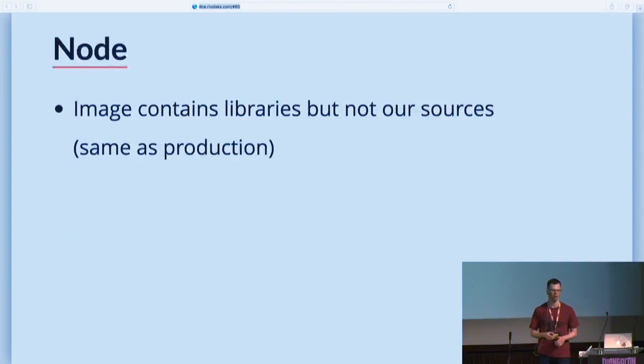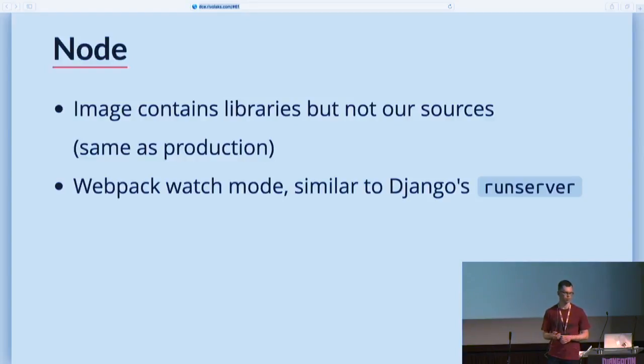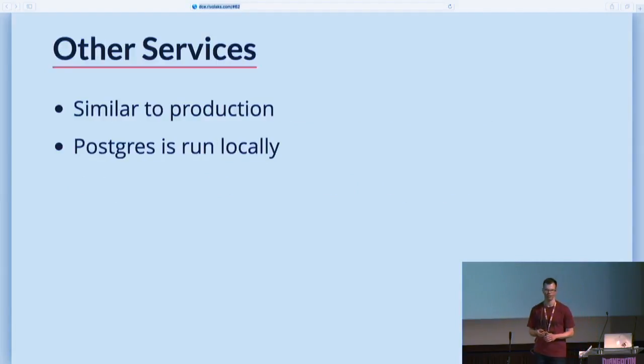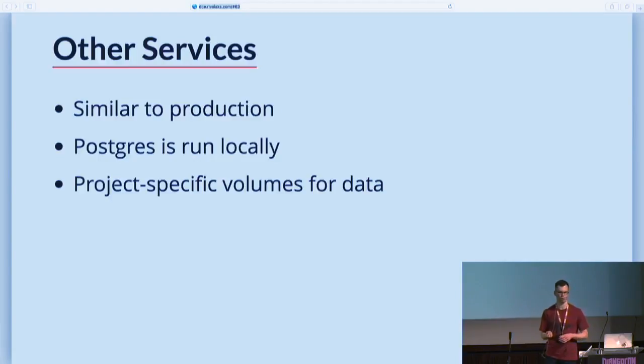Then the node image is pretty much the same as production. Again, it contains the JavaScript libraries, but not the source code itself. And we run Webpack in watch mode, which is quite similar to Django's runserver. It basically runs in the background, monitoring for any changes, and then rebundling things when needed. And all the other services are quite similar to production as well. As mentioned, Postgres is running locally this time. And we also use volumes for any data, and those volumes for development are put into the project directory to keep everything related to the project in a single place.